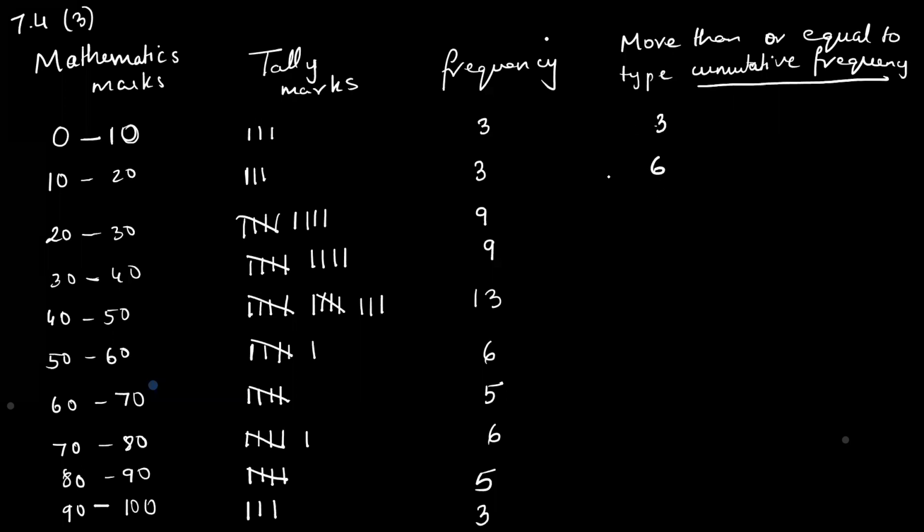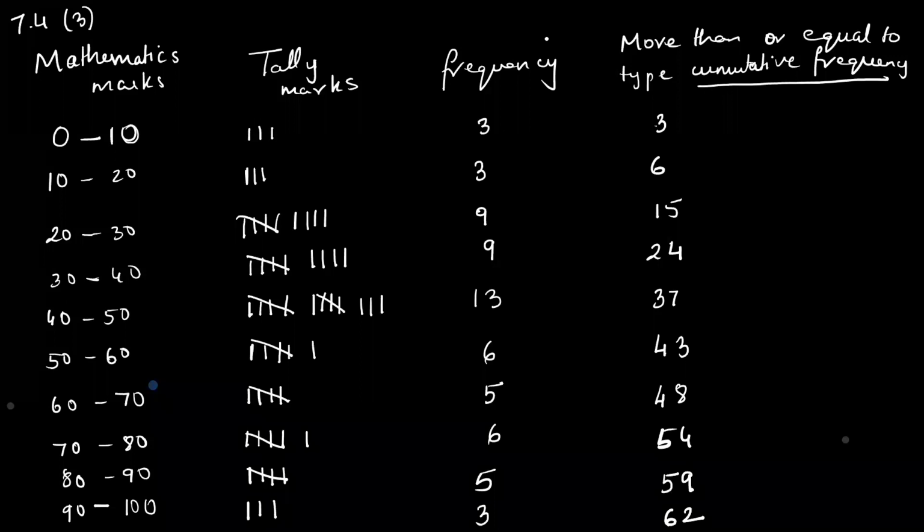6 plus 9? 15. Plus 9? 24. Correct. Keep adding like this now. 37. 37. 43. 48. 54. 59. 62. Okay. So now I will explain to you what these values actually mean.